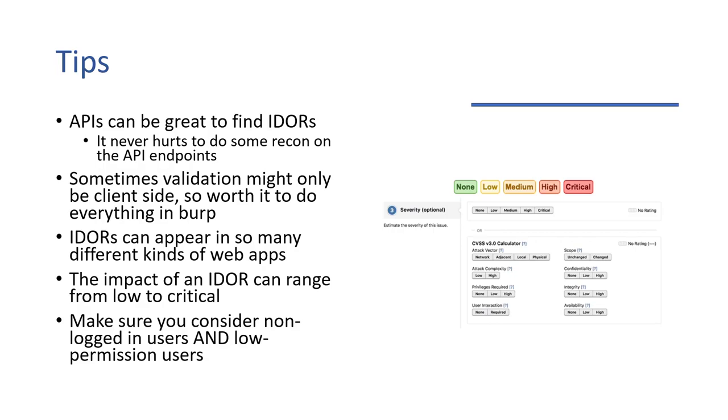And it can really range from low to critical. Like, we saw some of the low bugs where it was like, look, you can remove other people's tasks, to critical bugs where PayPal has paid out 10k to somebody for an IDOR. And finally, make sure you don't just consider non-logged in users. Also consider low permissioned users as well, like trying to get write permissions when the user only has read permissions, like permission escalation if you can get it.